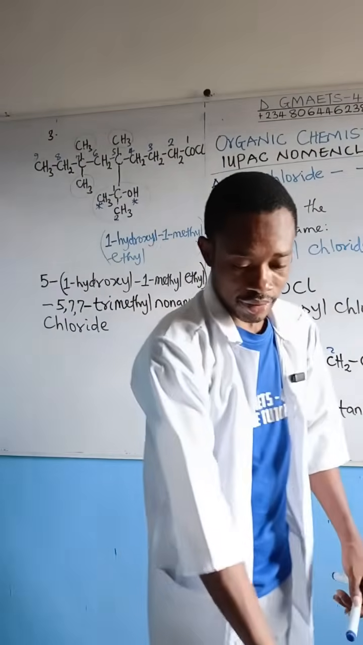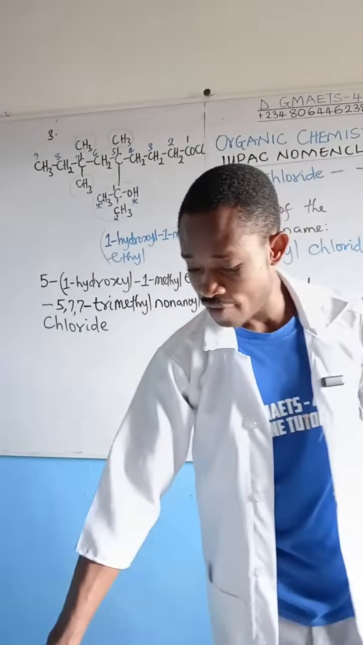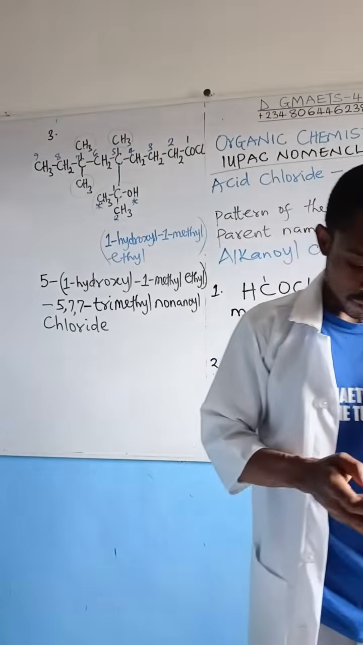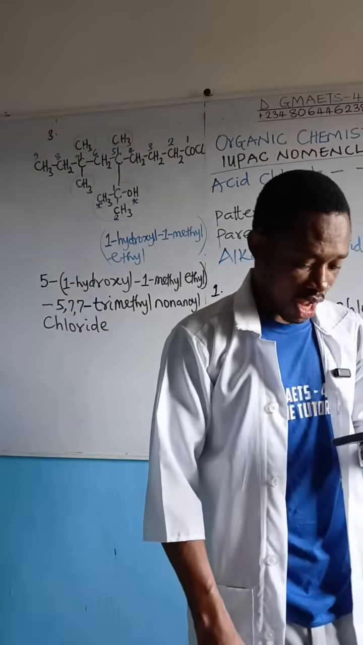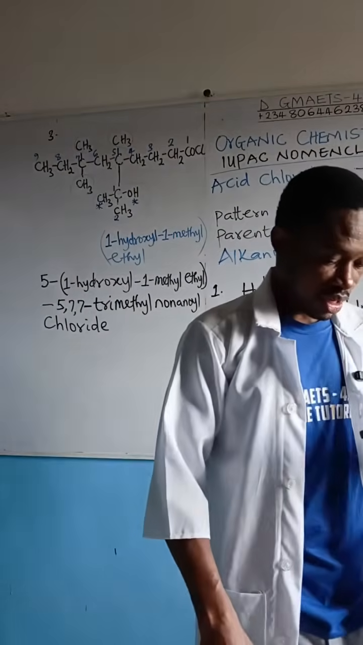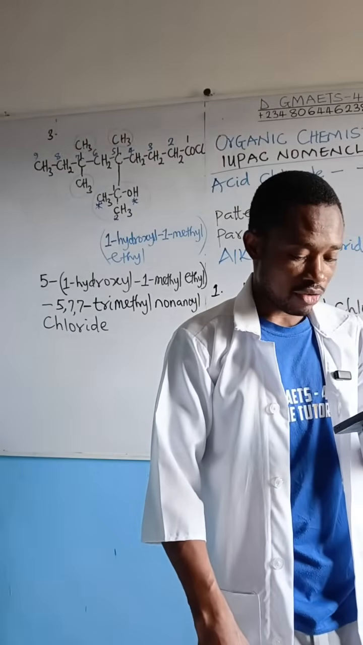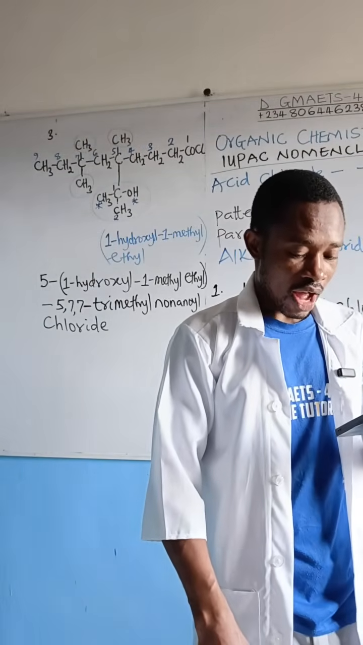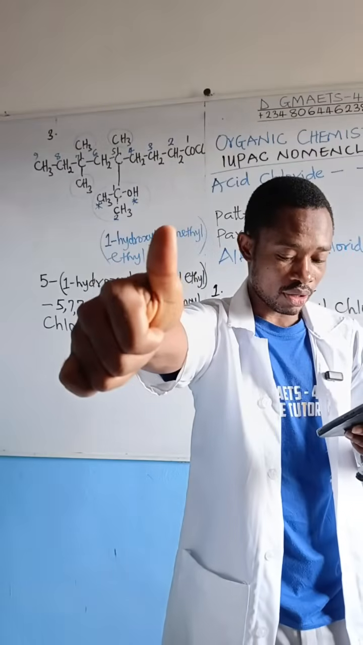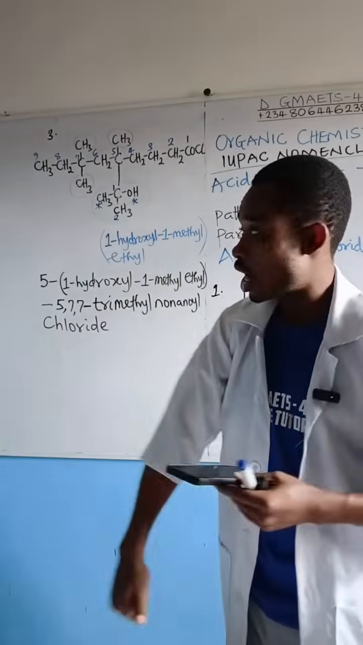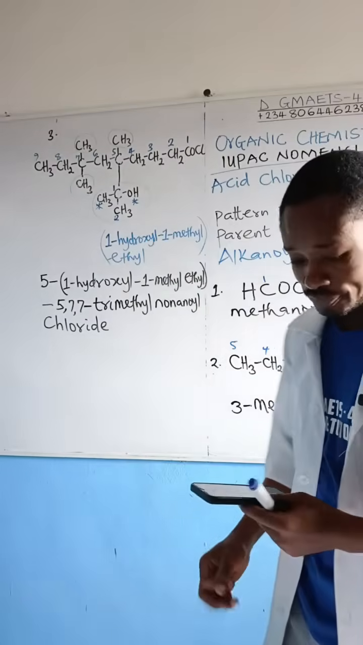All right. So finish up with what you have there on the board. Let me wipe it. Okay, Chiagozi Andrew, you attempted this, and I could see 5-(1-hydroxy-1-methylethyl)-5,7,7-trimethylnonanoyl chloride. That's very good. Thumbs up.